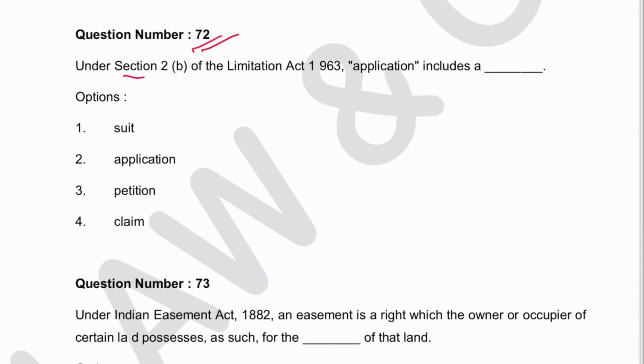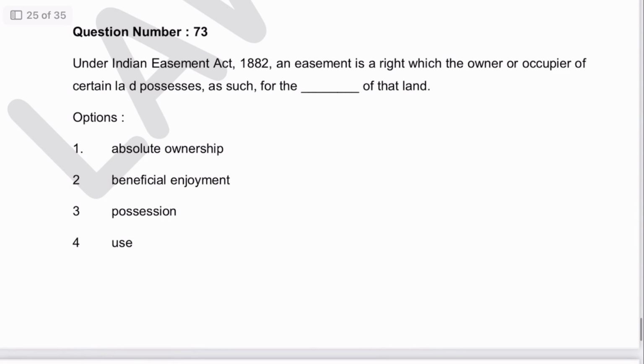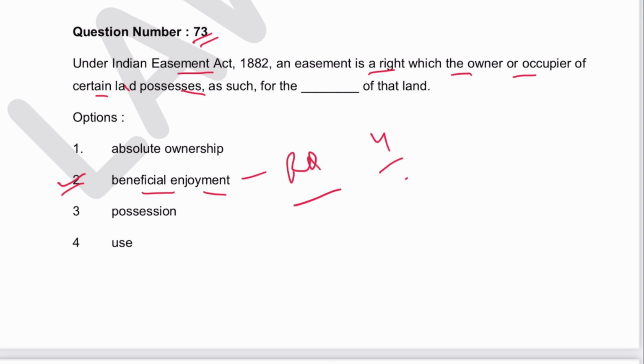Next 72. Under Section 2B of Limitation Act, application includes a petition. Only this is mentioned in Section 2B. 3 is the answer. Next 73. Under Indian Easement Act, an easement is a right which the owner or occupier of a certain land possesses, and as such, for the dash of the land. Beneficial enjoyment. 2 is the answer. Again, this is a repeat question. This is mentioned in Section 4 of Easement Act.